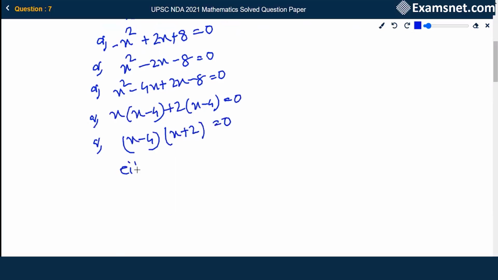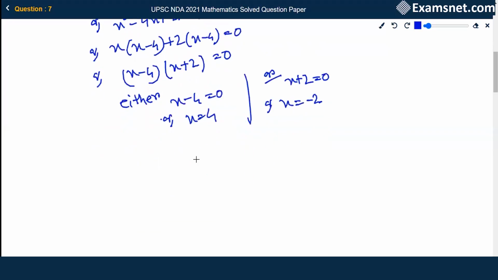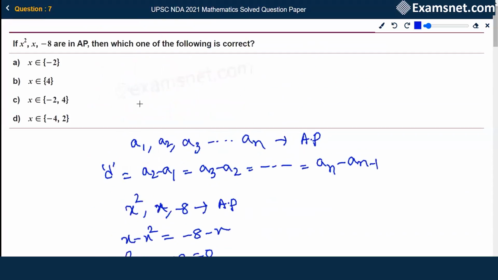That means either x minus 4 equals 0 or x plus 2 equals 0. So from here we can write x equals 4 or x equals minus 2. That means x belongs to the set minus 2 and 4. So here option 3, C is the correct option. x belongs to minus 2 comma 4.